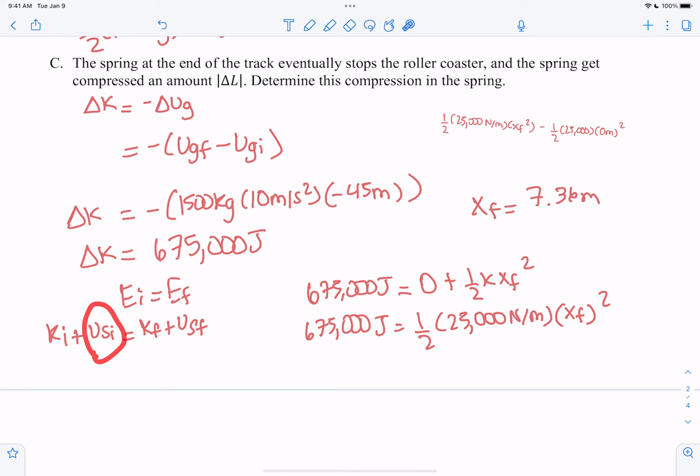And so now you want to find out what your final spring potential energy is. If its initial was at equilibrium position, unstretched, uncompressed, then it's at 0 here for USI. USF is when it is compressed, and so that's when we try to figure out what that amount of compression is. So half kx squared, and then we can find x to figure out how much this thing was compressed by. Sound good?